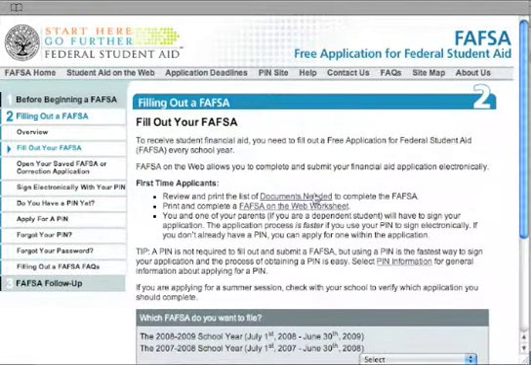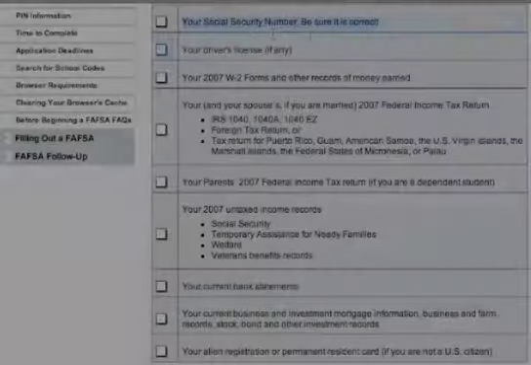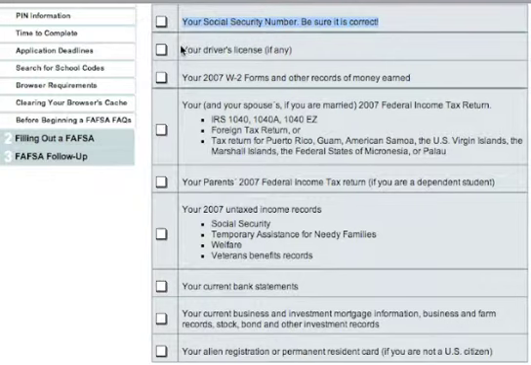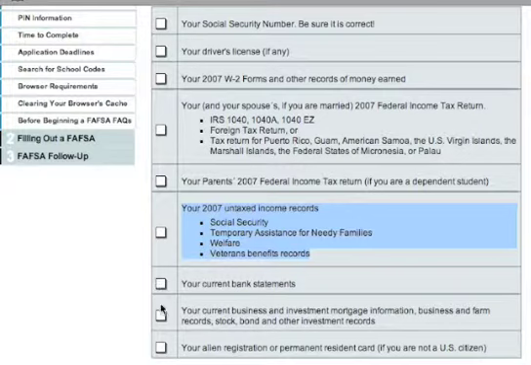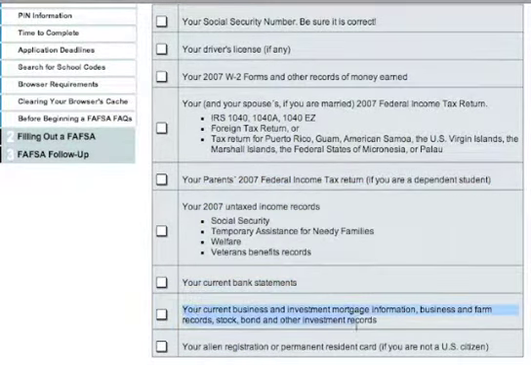Do know that the documents that you just completed should be with you as you proceed with this step: your social security number, your license, your W-2 forms, your spouse's W-2 forms, your parents' W-2 forms, your 2007 untaxed income records, your current bank statements, your current business and investment mortgage information, business and farm records, stocks and bonds and investment records, your alien registration card.